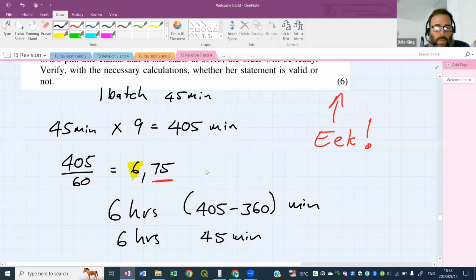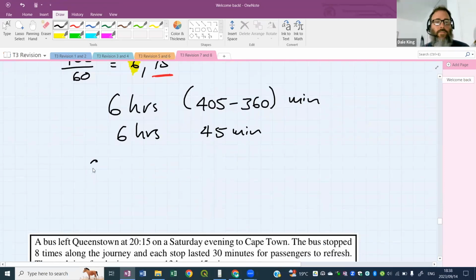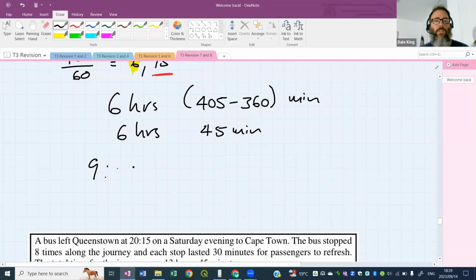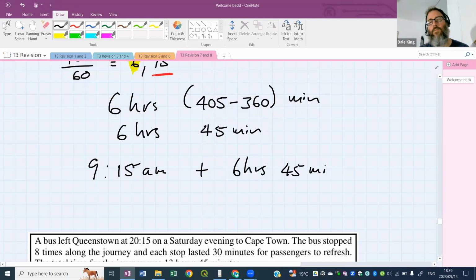Be careful. The start time is AM, because it's going to finish after that. So 9:15 AM plus 6 hours and 45 minutes gives us what? If you take 6 hours onto 9, from 9 o'clock to 12 noon is 3 hours.